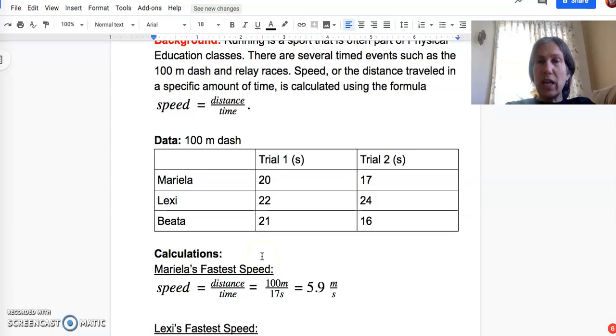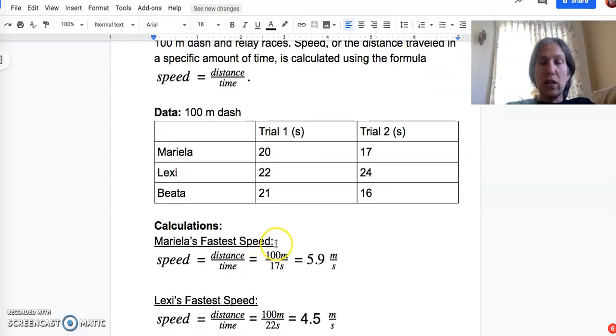Below the data section, if you have to do any calculations, you would do calculations there. It's a good idea, especially when you have multiple calculations, to give information about what each calculation is for. I can see this first one's Mariella's fastest speed. So I looked at the table and I used her fastest speed. I'm using the formula: type the formula in, plug in the values. It's okay if you use the calculator, but I need to see what went into the calculator.